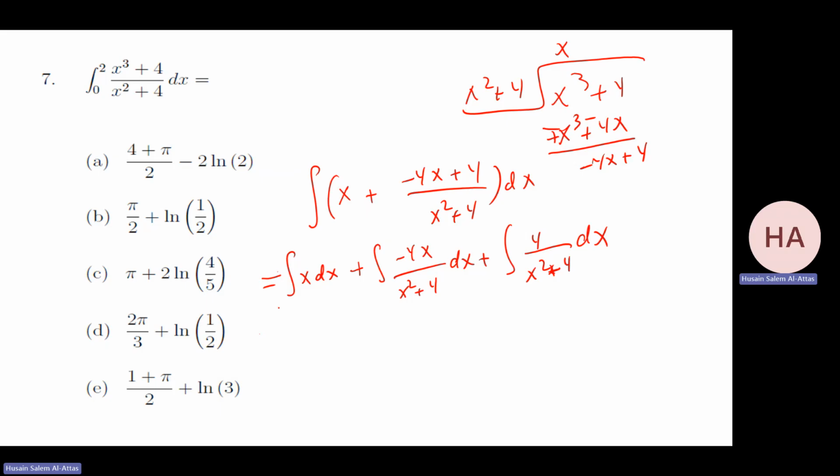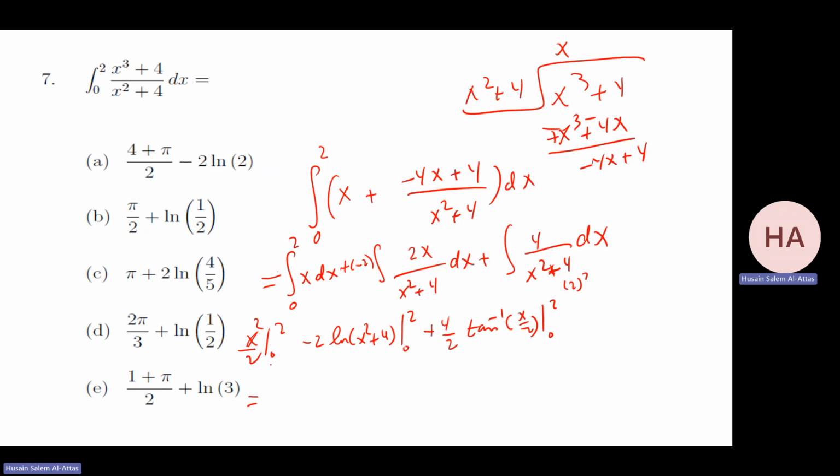So this is very clear, x squared over 2, everything from 0 to 2. This one, I can do it this way: make minus 2 outside, which is minus 4, so this is du, and this is minus 2 ln of x squared plus 4 from 0 to 2. This one is 4, so this is 2 over 2 tan inverse of x over 2 from 0 to 2.